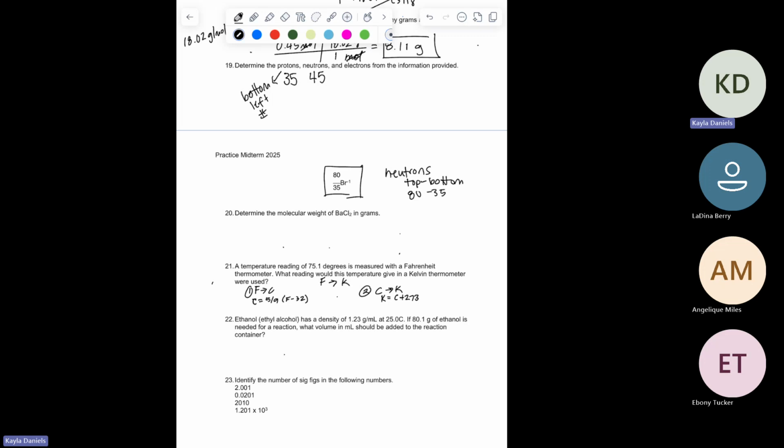Electrons. If there's no charge in the top right, then the protons equal the electrons. But here in the top right, it looks like we have a charge of -1, which means we have one more electron than we do proton. We're more negative. So we have 36 electrons. If I'm negative, I have to have more electrons than I do protons.